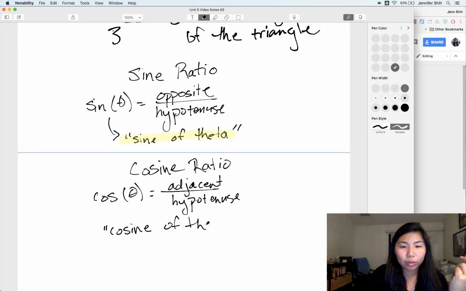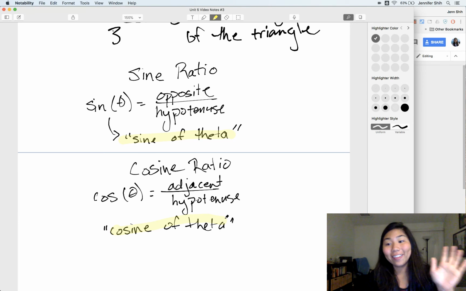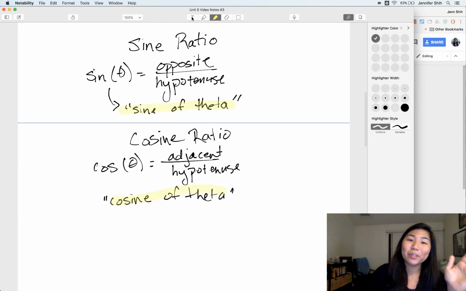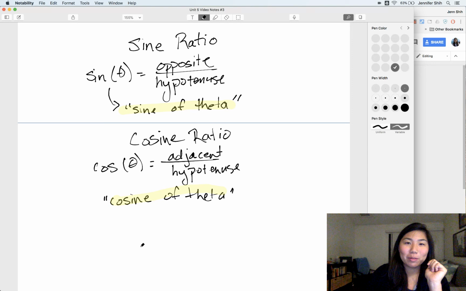You'll never hear me abbreviate cosine and sine. I'll just say cosine and sine. So it's just cosine of theta. Very exciting. All right. There's one more really important ratio that we're going to cover in this class, but it's not the only one. There's actually twice as many, but we're only going to do 3. This makes me very excited.